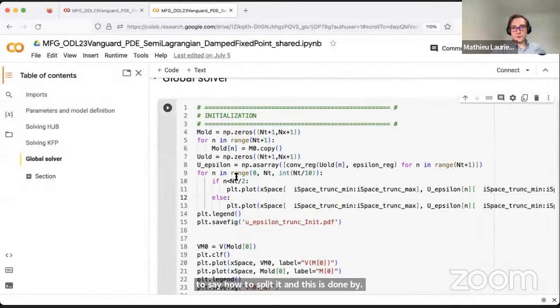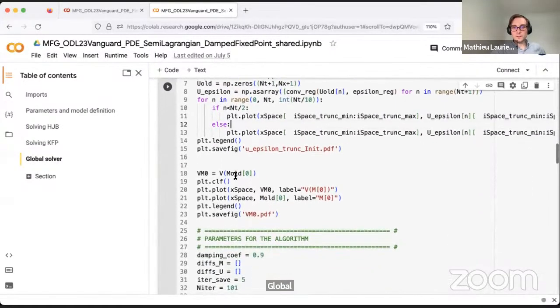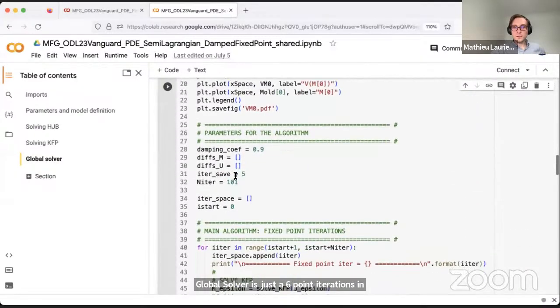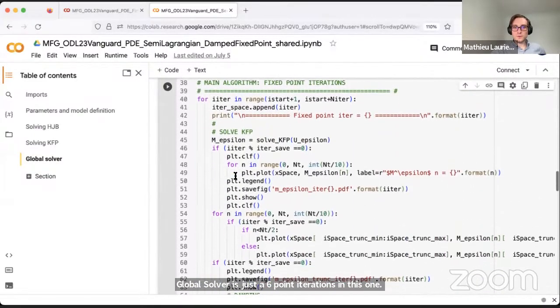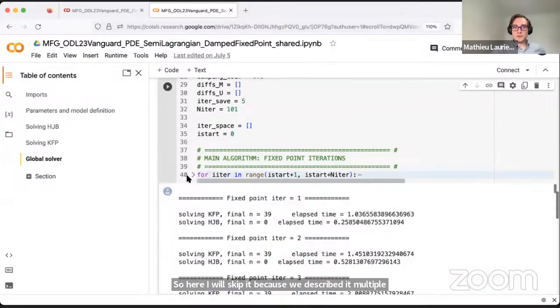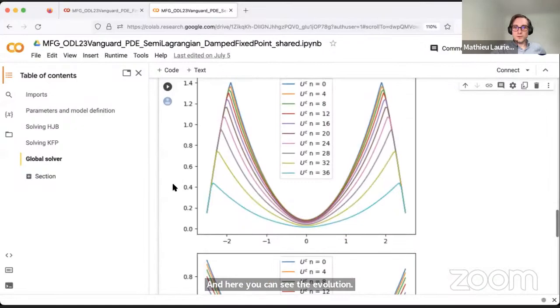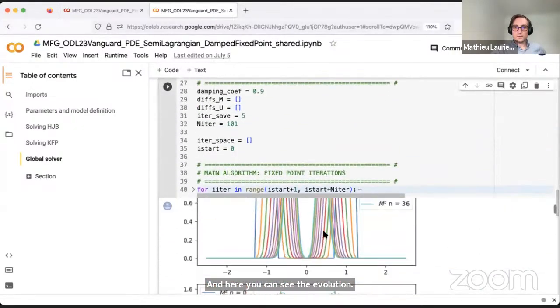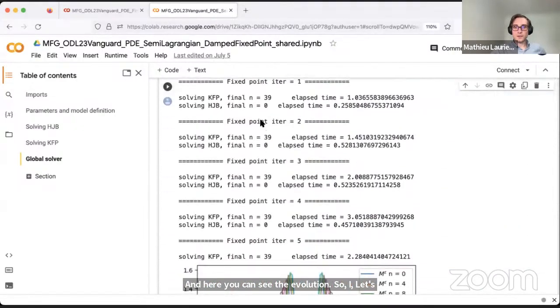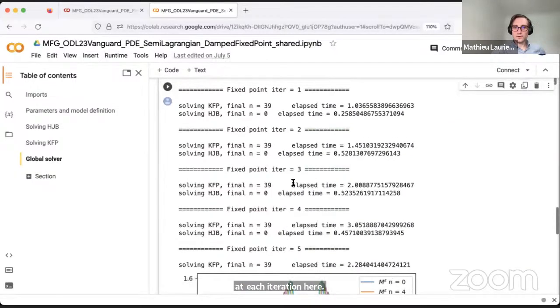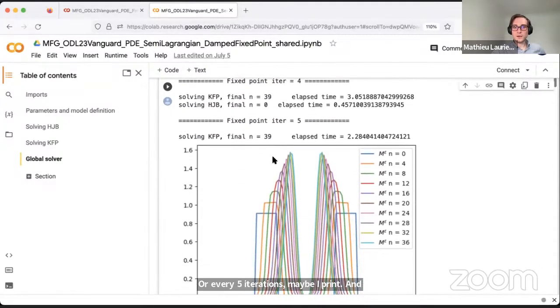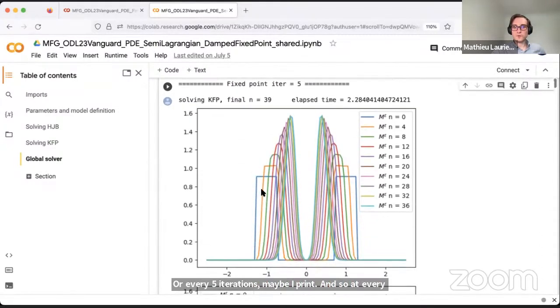Global solver is just fixed point iterations in this one. So here I will skip it because we described it multiple times. And here you can see the evolution. So at every iteration, I print some information, and every 5 iterations, I print the evolution of the mass.